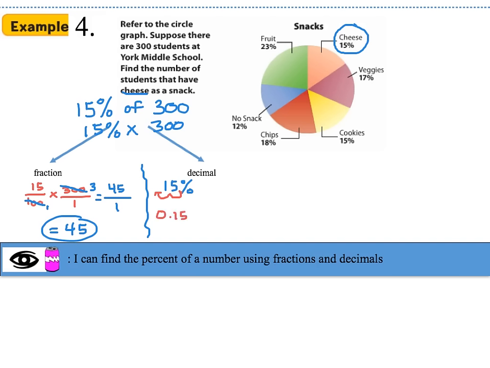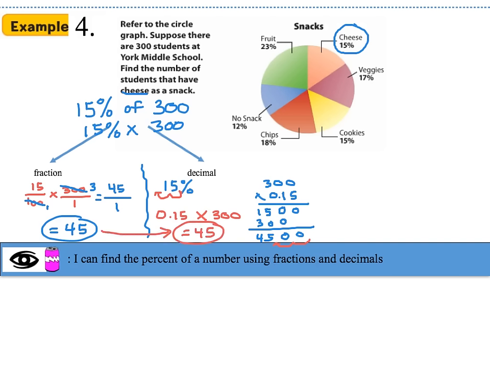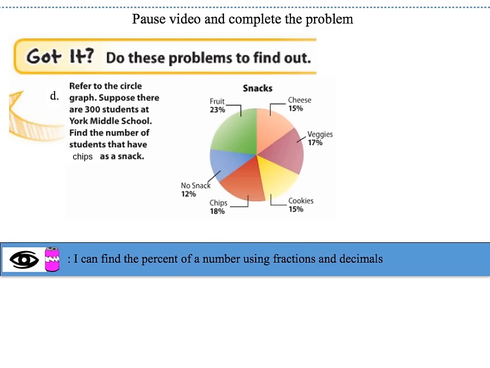I can multiply 15 hundredths by 300. So after doing the math here, I get 45 students who prefer cheese snacks. Notice that I get the same exact answer by doing 2 different methods. So my final answer is 45 students out of the 300 have cheese snacks. So pause the video and complete the problem, and we'll discuss the answer in class tomorrow.